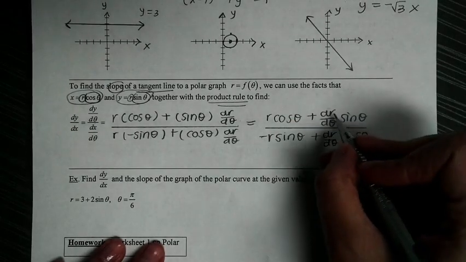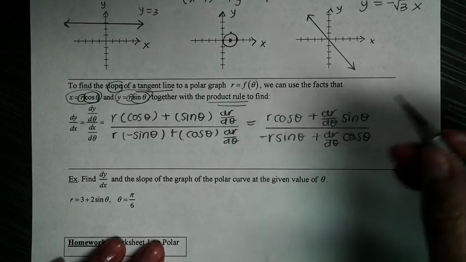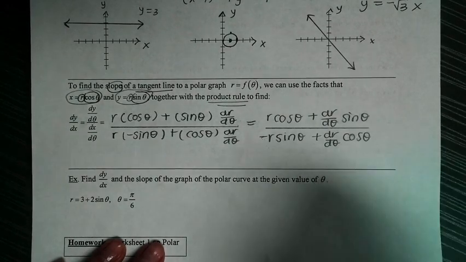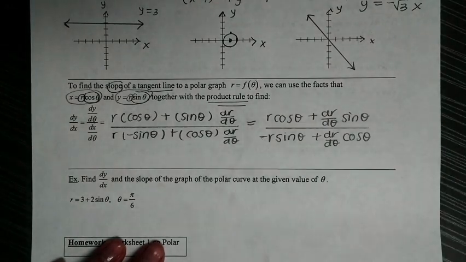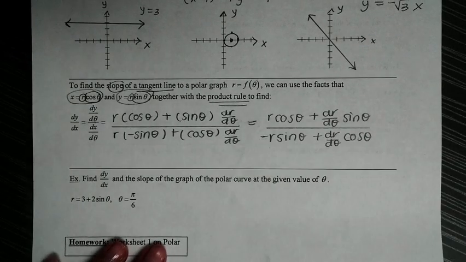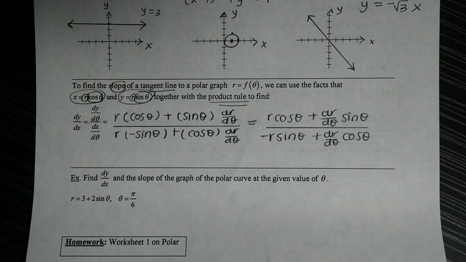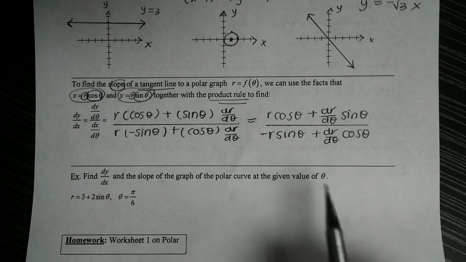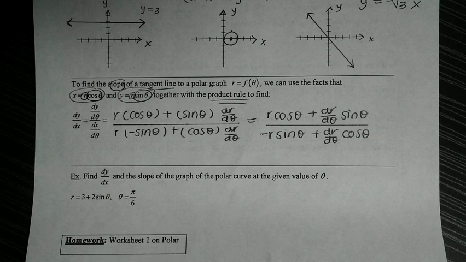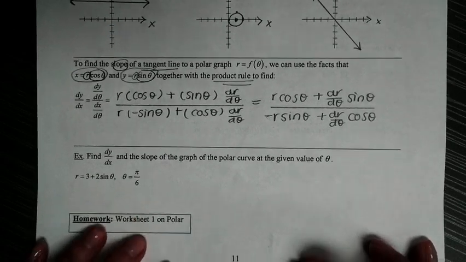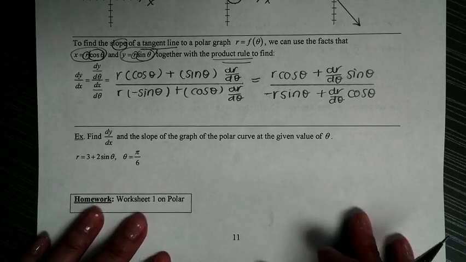Please note that dr d theta is the same as r prime. Remember that y prime is the same as dy dx, so it's the same notation that we have over here. If you like the dr d theta, keep it like that, enjoy it. And this is the formula that we have for the slope of a tangent line for a polar curve. So anyway, let's apply it so you can see that it's pretty simple.